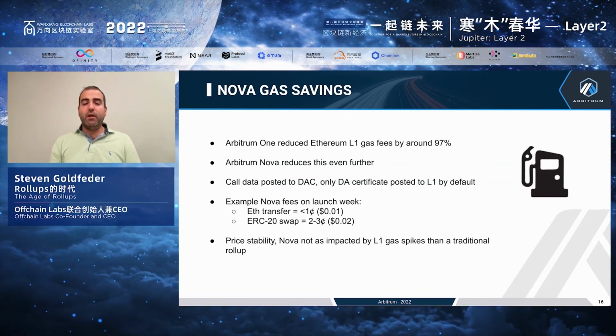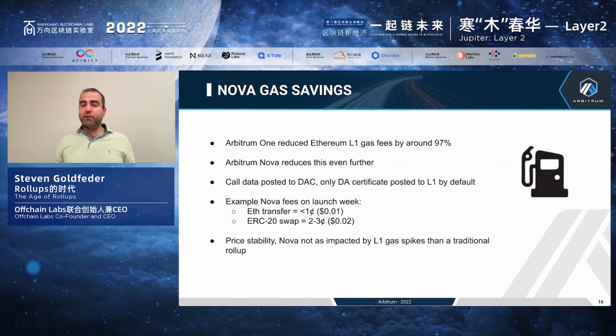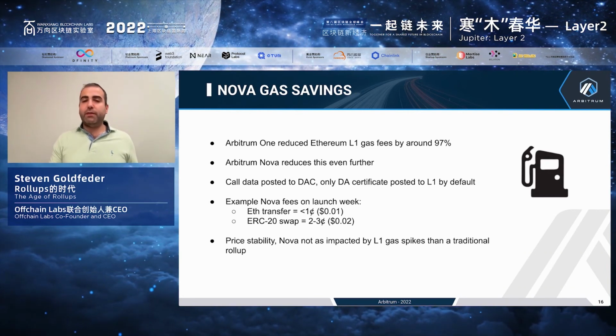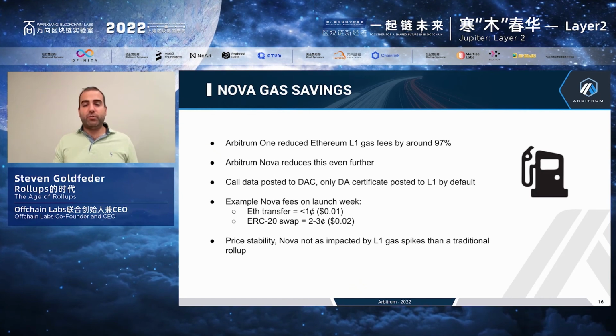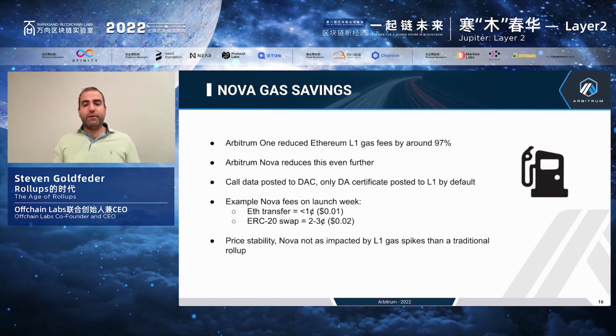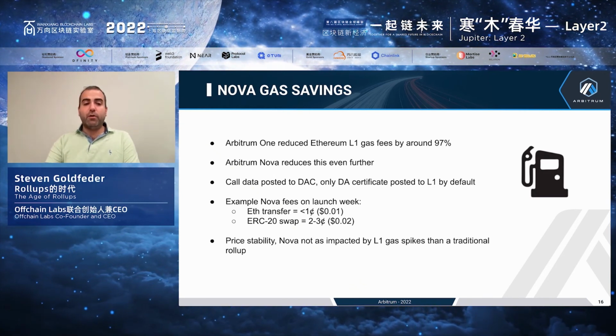So quite low cost. And the nice thing about Nova also is, since it doesn't post all that data on Ethereum, it's less impacted by the price fluctuations on Ethereum, and therefore the fees are generally much more stable on Nova as well.